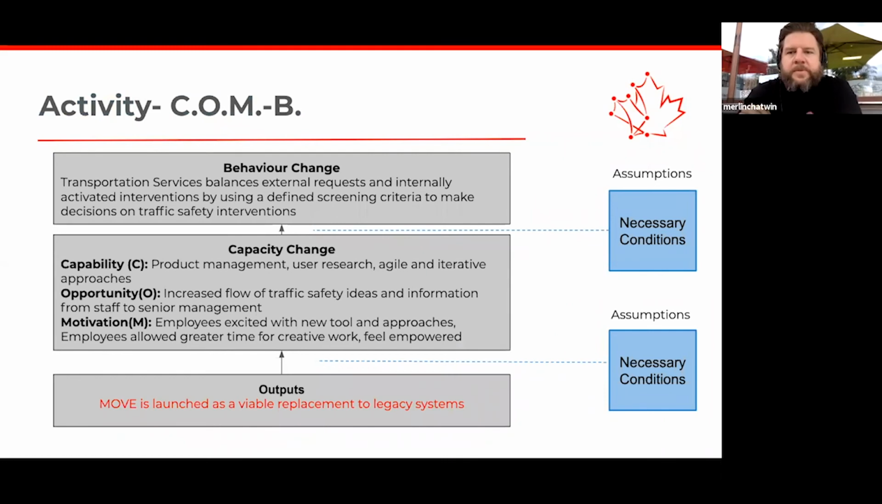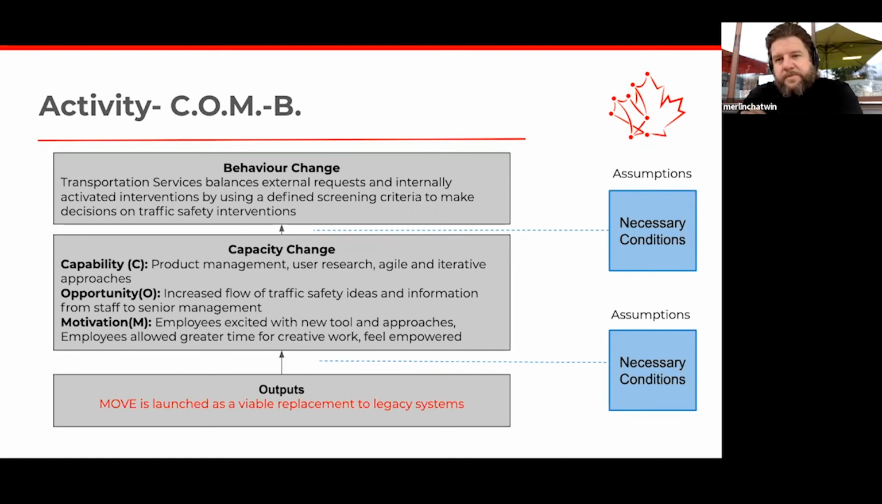But to answer one of the questions posed earlier, Code for Canada primarily focuses our monitoring and evaluation on COM-B. So COM is the capacity change, which is capability, opportunity, and motivation, and then the behavior change. And that's because those are the things that we can most impact, where we can most contribute to change.